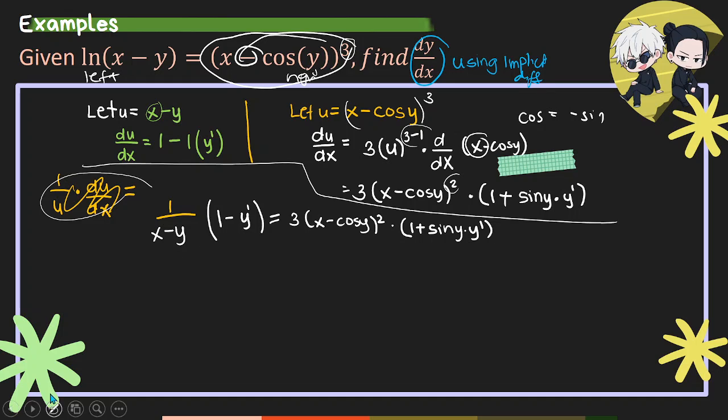So, we're going to isolate y. So, how can we isolate y here? What do you think? How are we going to isolate y here? We are just going to multiply, combine. For example, combine this one.